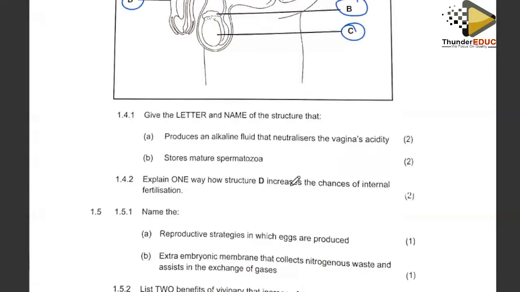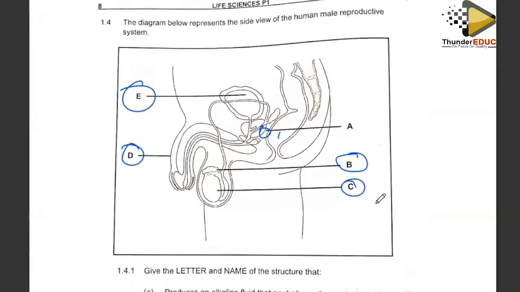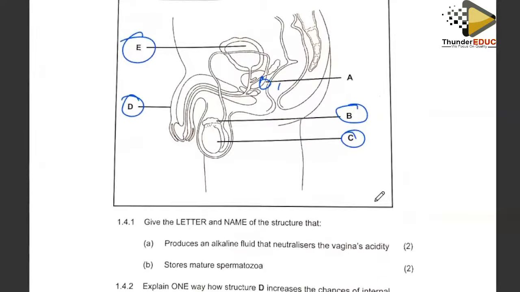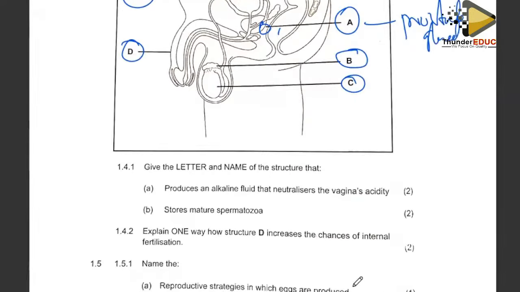They're saying write the letter name of the structure that produces alkaline fluid that neutralizes the vagina's acidity. Here they are looking for the prostate gland, which is A. So you say A, and then you tell us that it is the prostate gland. Yes. Then they go to the next question.